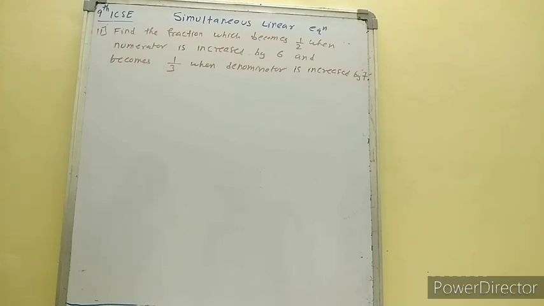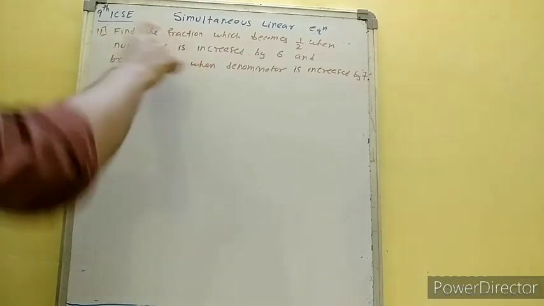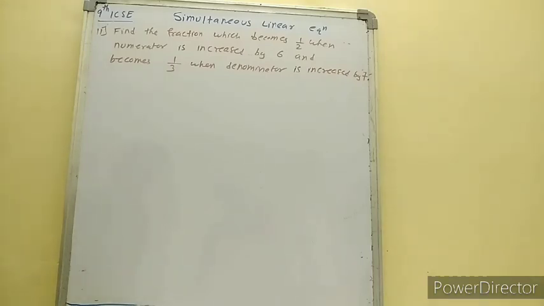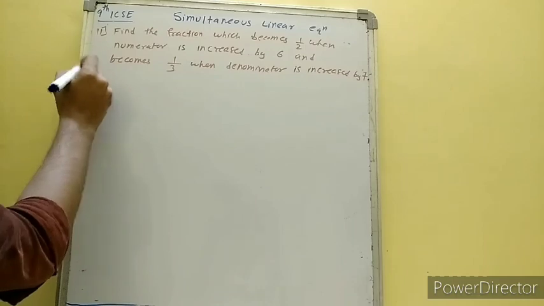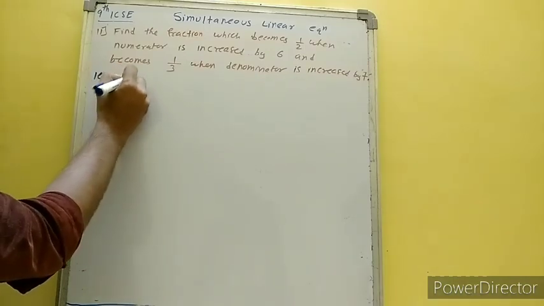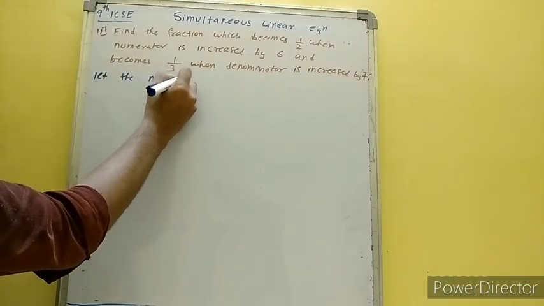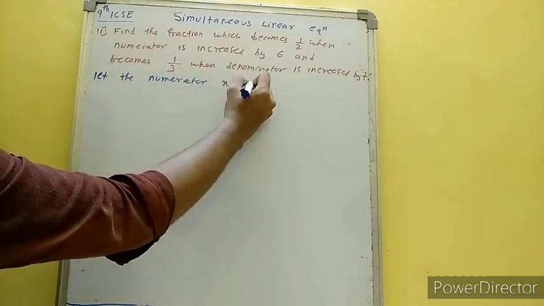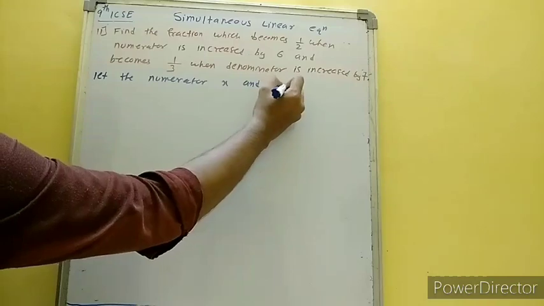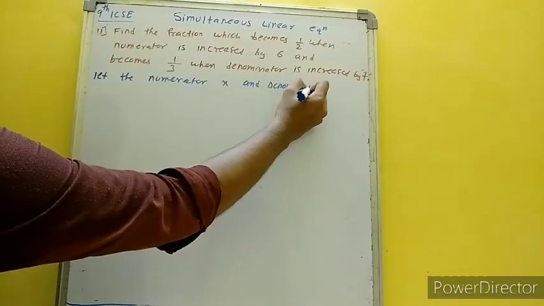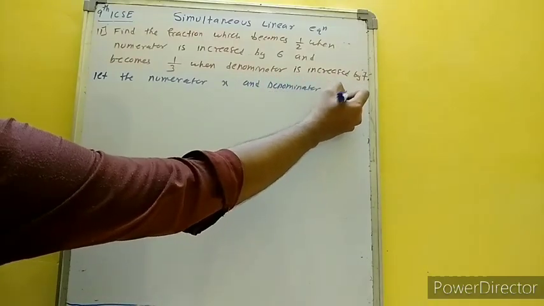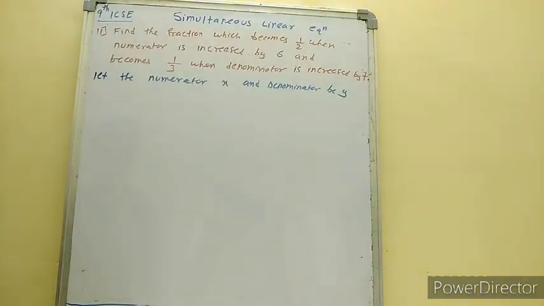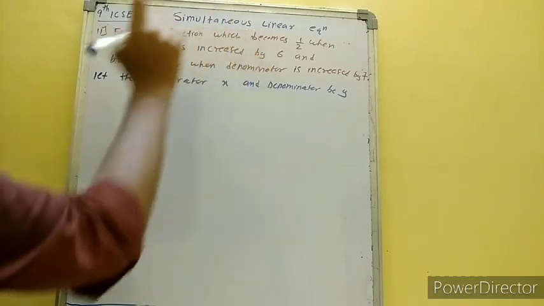In the 11th question, we have the number which is something related to fraction. Whenever there is a fraction, we will take numerator and denominator. Let the numerator be x and the denominator be y. Find a fraction which becomes 1 upon 2.